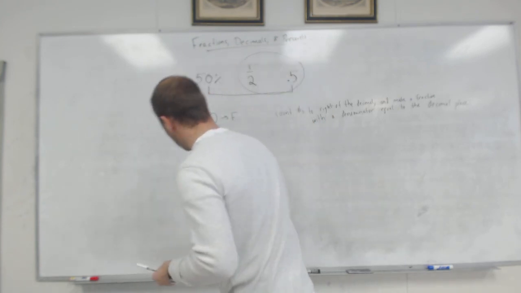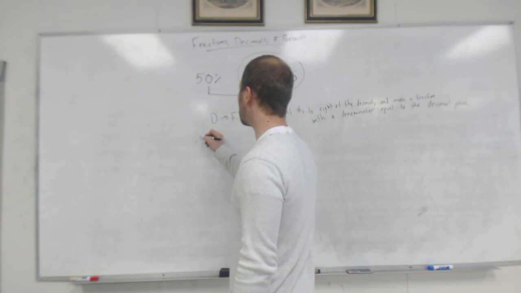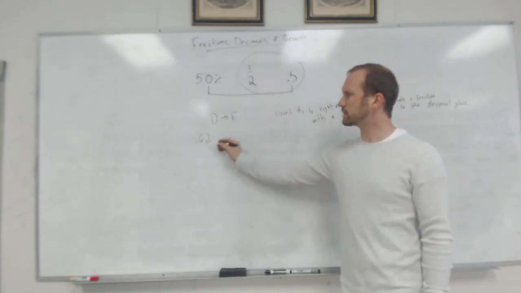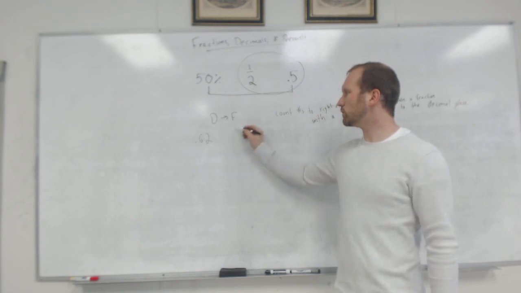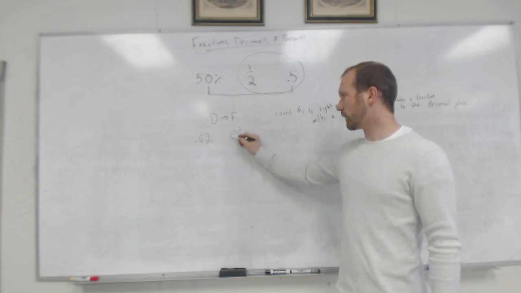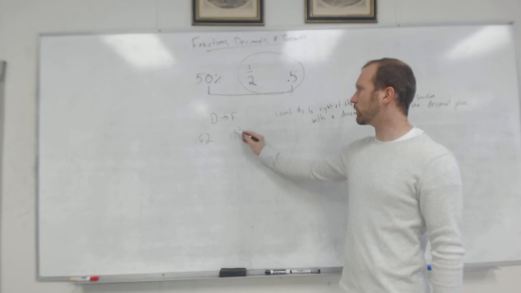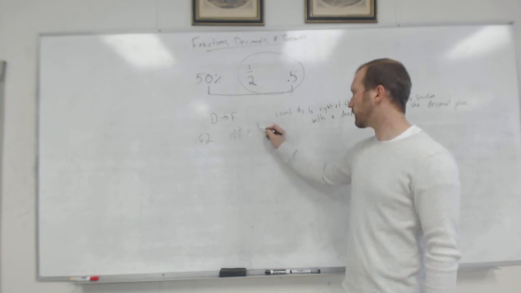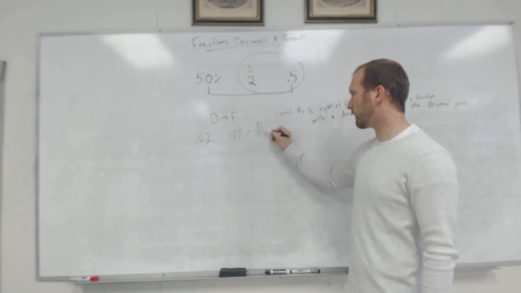Converting a decimal to a fraction. If I had 0.62, 62 over 100. That I know can both be reduced by dividing by 2. So I would have 31 over 50.